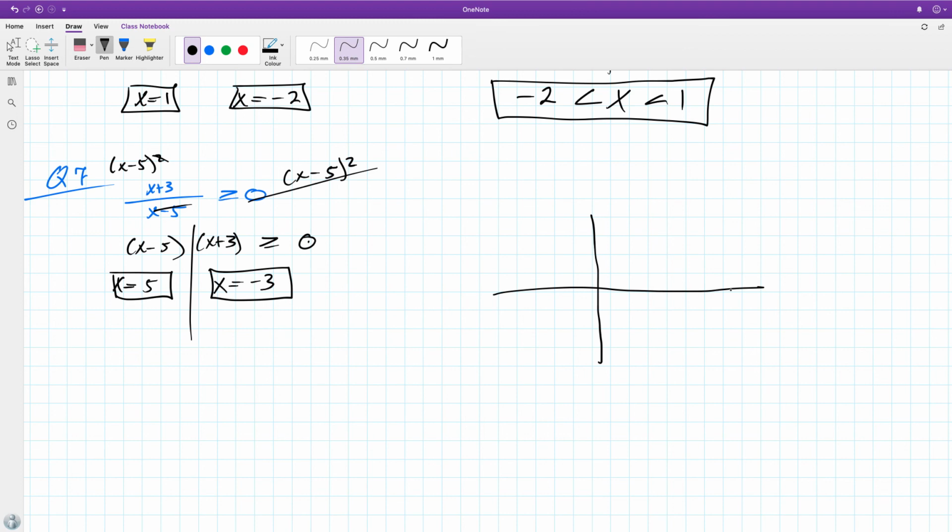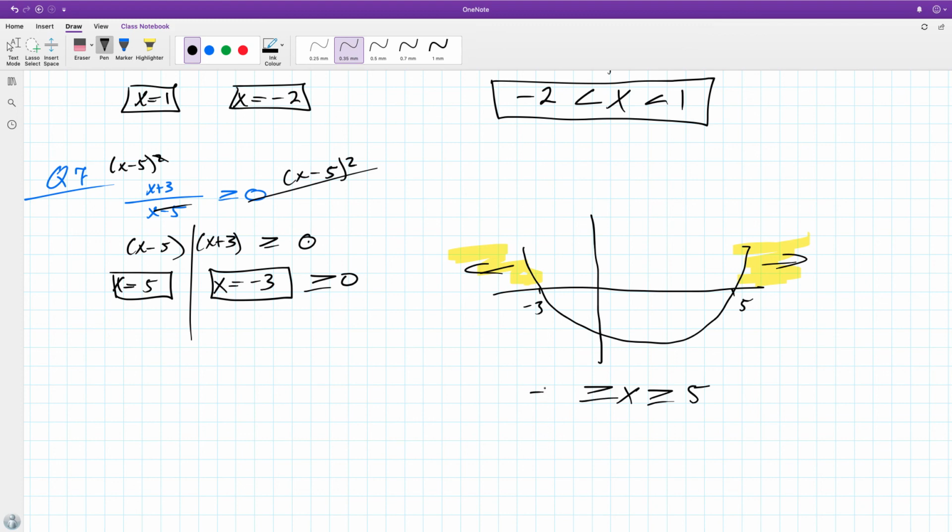There is 5, minus 3. U-shaped, greater than or equal to 0. Greater than or equal to 0 means out here and out here. Line, line. That means x must be a number greater than or equal to 5 and less than or equal to minus 3. Is that right?